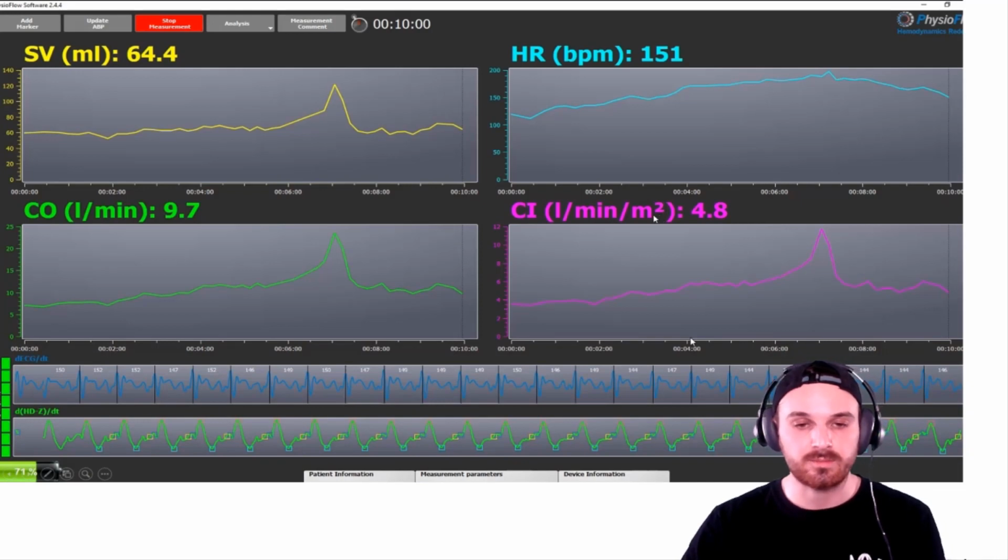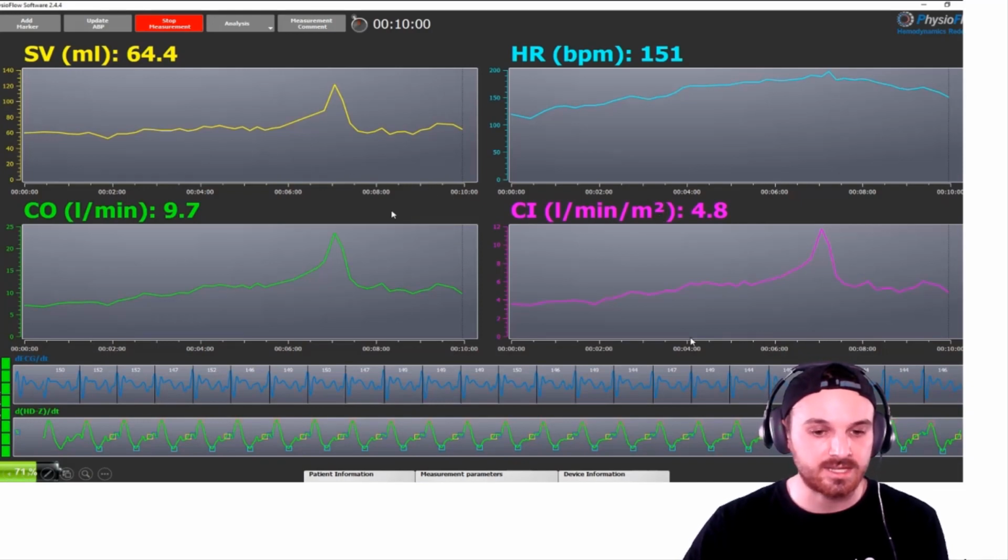This is a representation of that, or a graphing of that data we were talking about. And again, you can see everything displayed here.